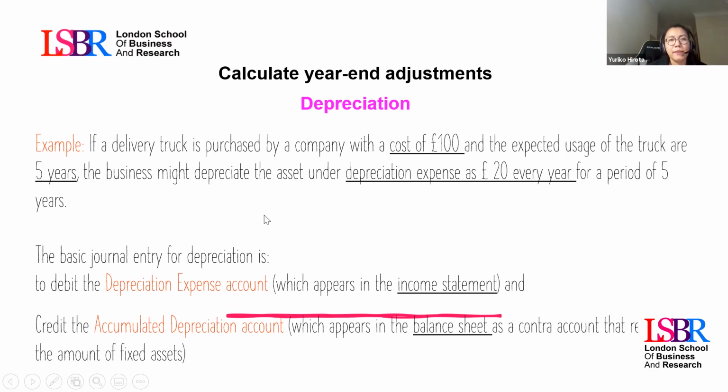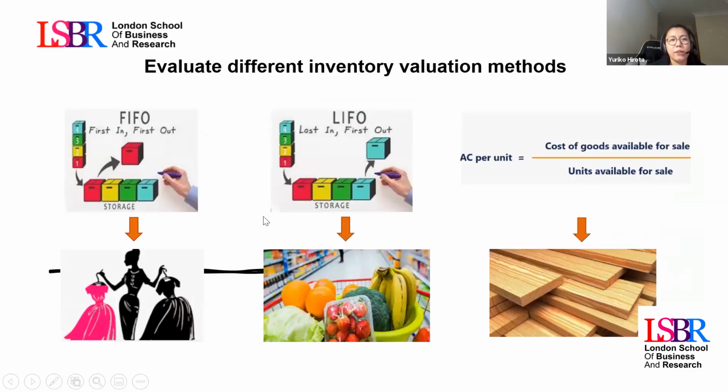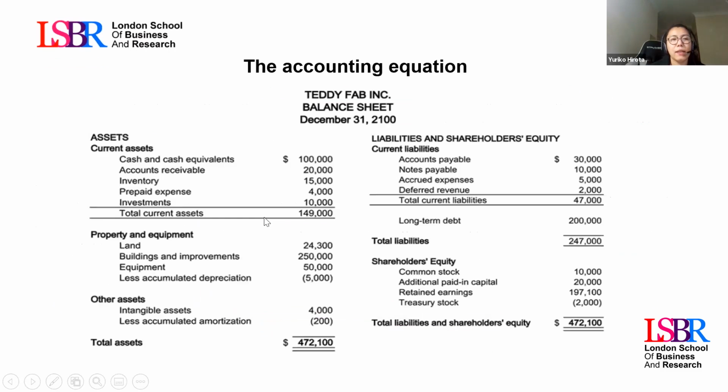So depreciation is recognized in the financial statements, in the balance sheet. If you see here, we have the property and equipment. So imagine if we have equipment here, we need to recognize the depreciation every year. Here we can see, for example, equipment 50,000, and less accumulated depreciation, that is the depreciation of the year.